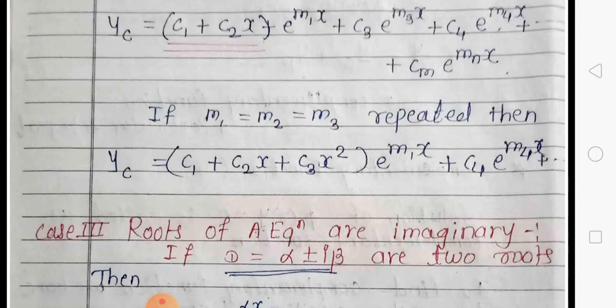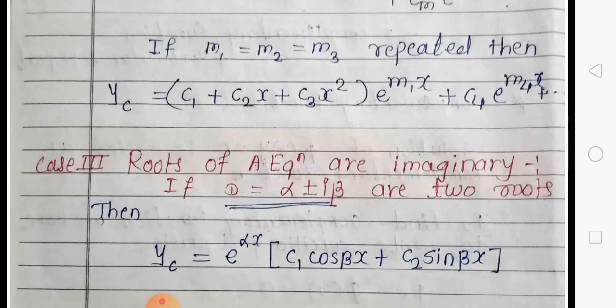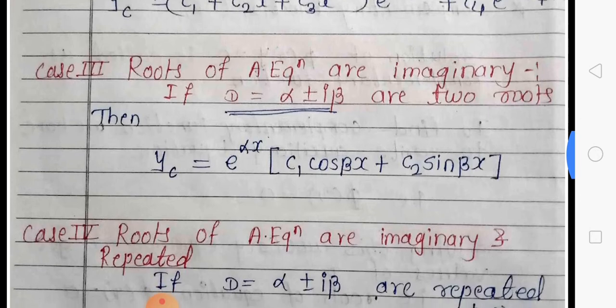Therefore, we write the solution y is equal to c1 plus c2x into e raised to m1x, plus c3 e raised to m3x. Here m3 is distinct. Therefore, we write c3 e raised to m3x plus c4 e raised to m4x plus up to cn e raised to mnx. If three roots are repeated, then we write this term in the form of c1 plus c2x plus c3x square into e raised to the repeated root into x. This is the second case, if roots are real and repeated.